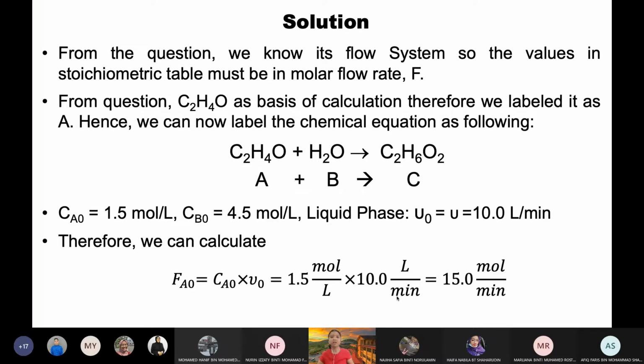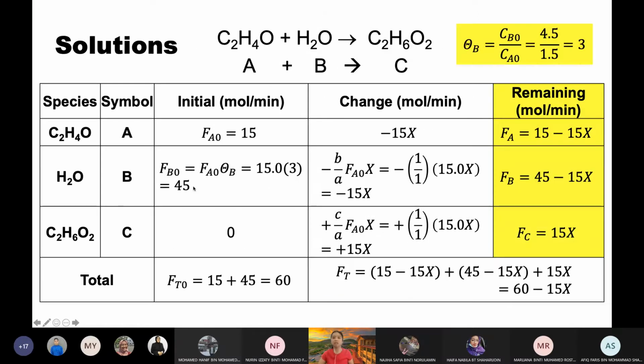Then kamu buat table. Okay, katakanlah kamu tersalah. Kamu ingat yang 1.5 ni adalah FA0. The whole table is wrong. Or you assume 10 liter per minute ni adalah FA0. The whole table is wrong. So make sure you don't do this mistake as well. Okay. So let us now do the table.